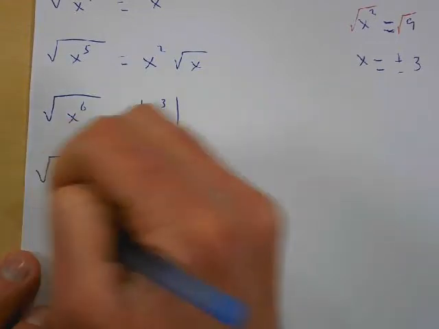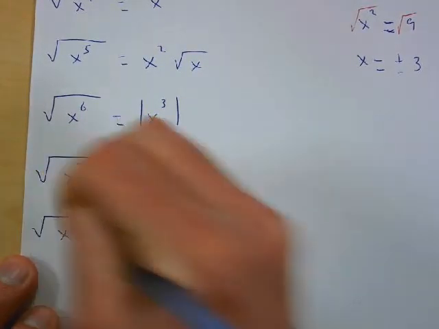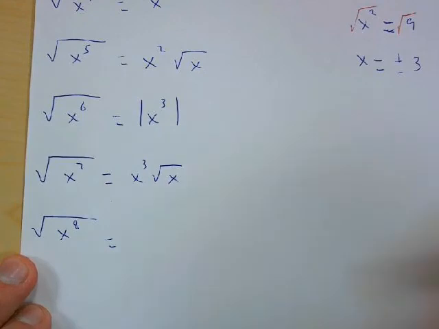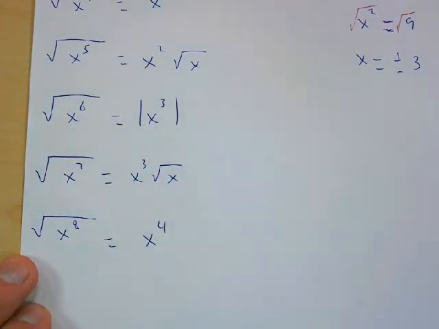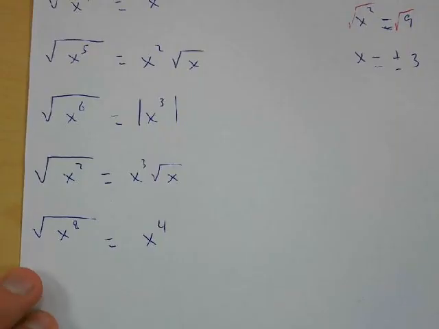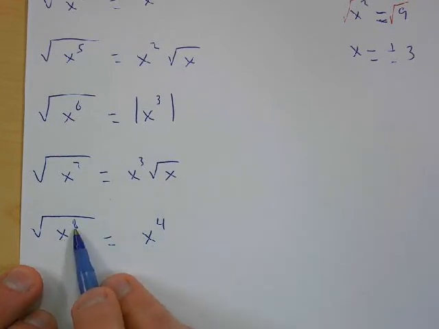All right, next one. Almost done here. A couple more. How about the square root of x to the 8th? What's my answer? x to the 4th, because I can make 4 groups of 2 if I have 8 x's. And then do we need any absolute value bars? Well, let's see. Can x be negative? Sure, because if I raise a negative number to the 8th power, it would be positive.